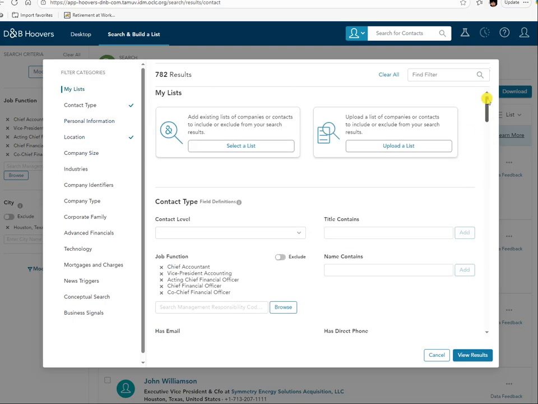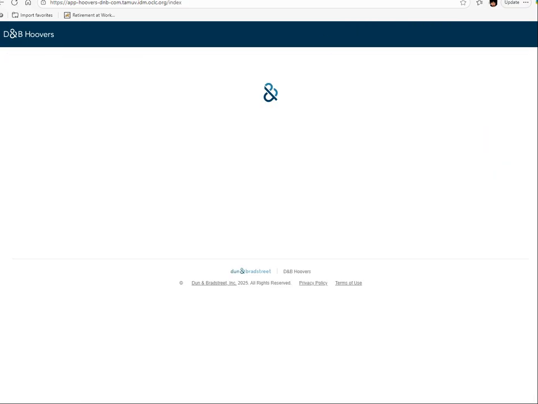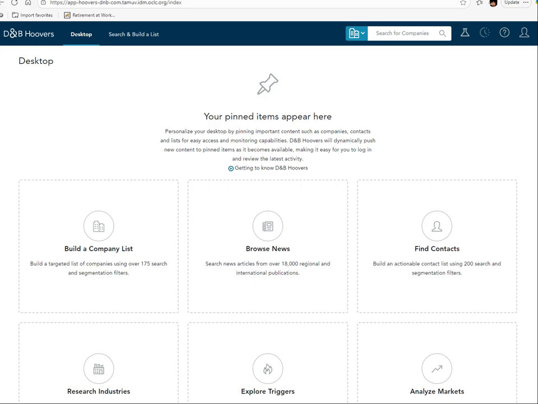So yeah, if you want to sell your products, you can also create lists with all the corporate procurement and purchasing departments. If you want to send out your CV, you can get a list of the HR people. So it's very useful, DB Hoovers. Right, so this is a brief introduction of DB Hoovers.